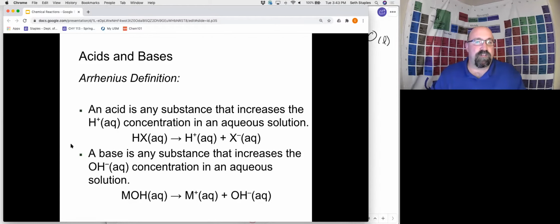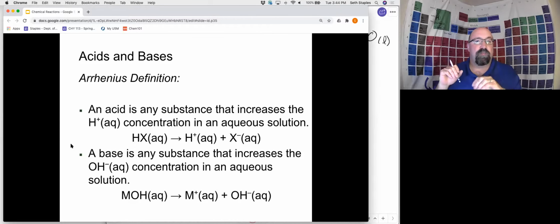One of our definitions is what we call the Arrhenius definition of acids and bases, which states that an acid is just any substance that increases the H+ concentration. Remember when we looked at the naming of acids, and we talked about hydrogen being in the front, pretty sure that's an acid. When that dissociates, when that splits apart, we're going to have H+ in the solution. That's the definition of an Arrhenius acid: anything that increases that H+.